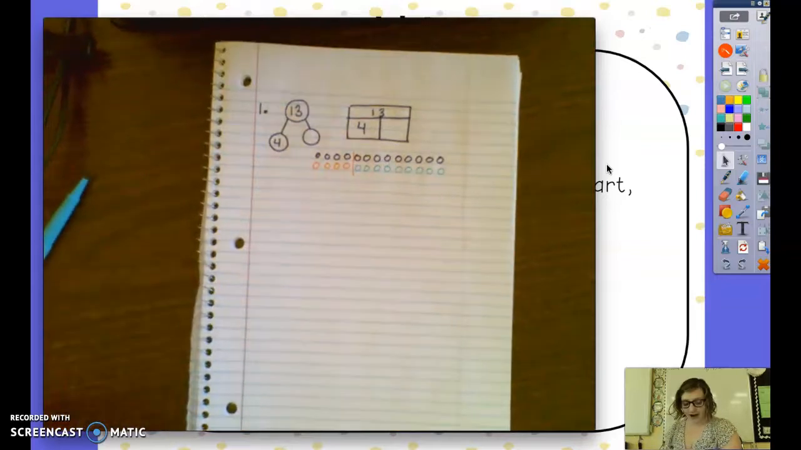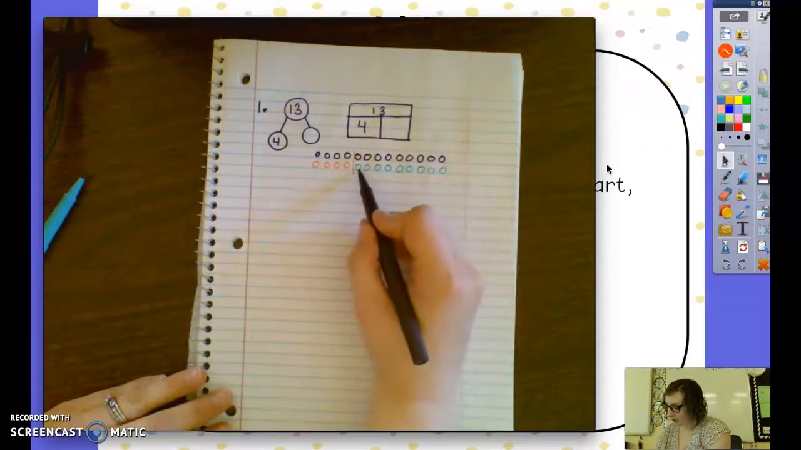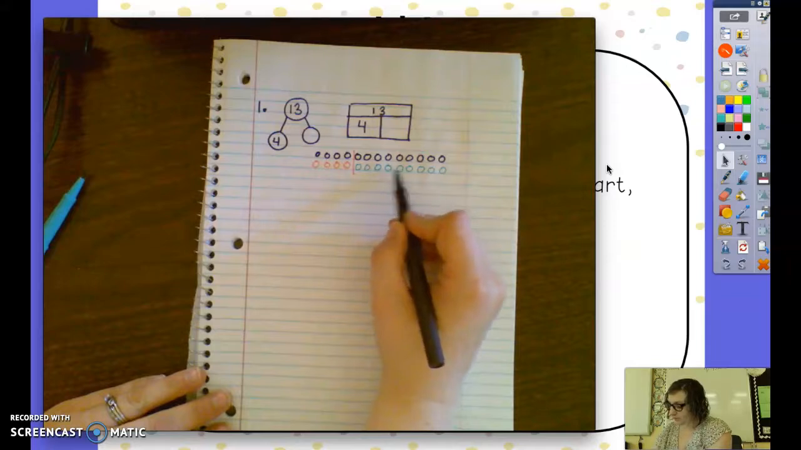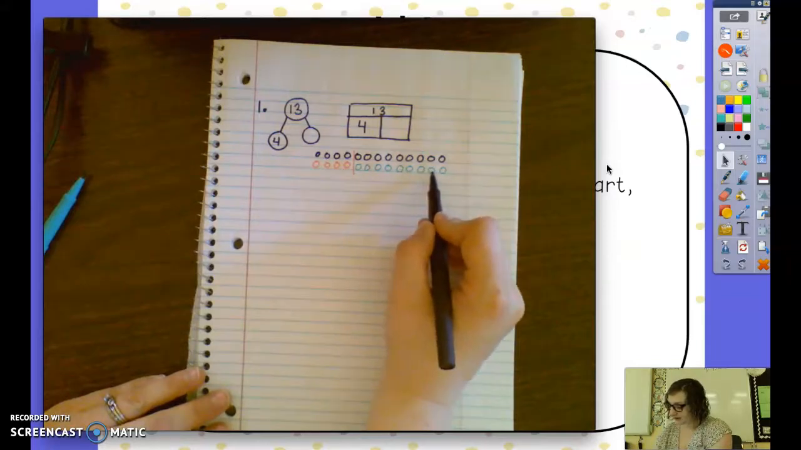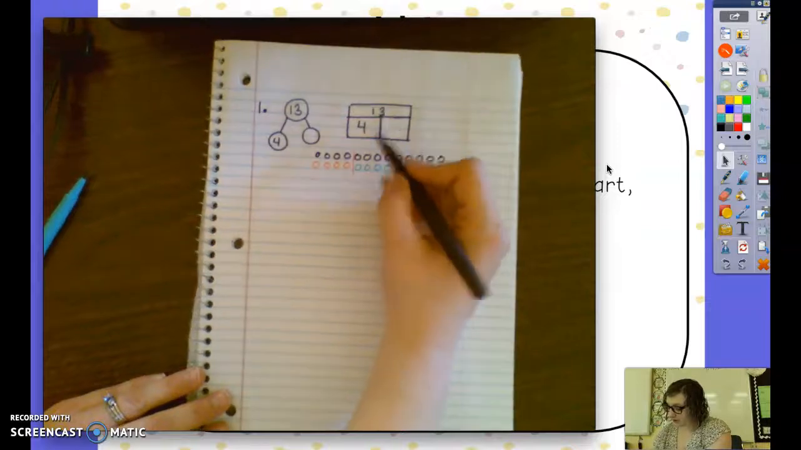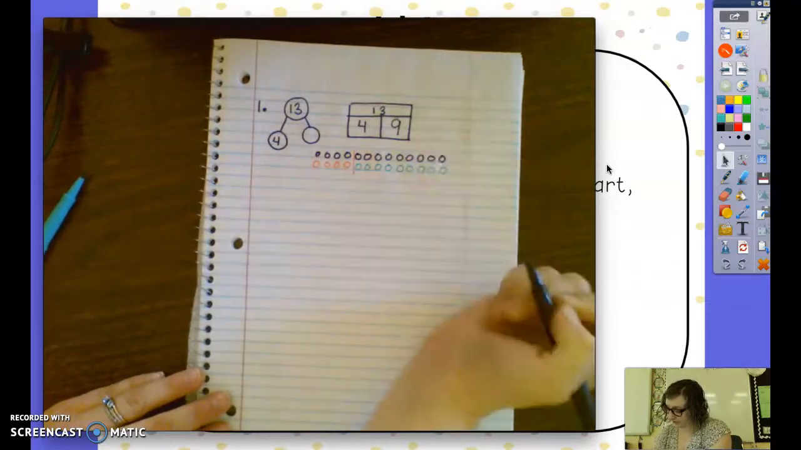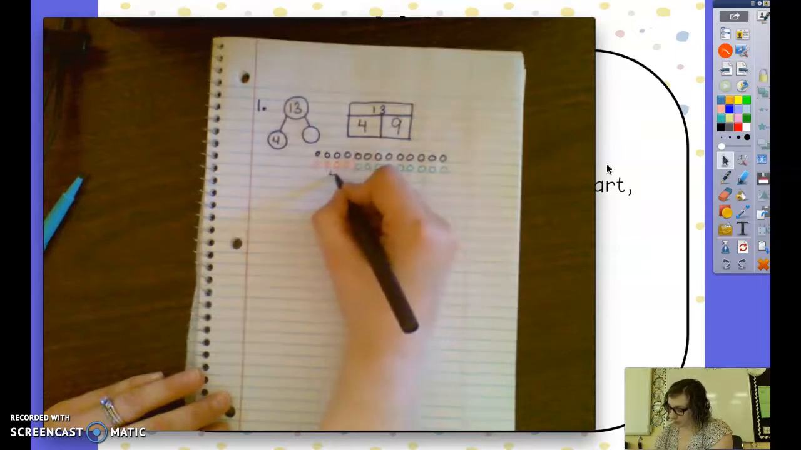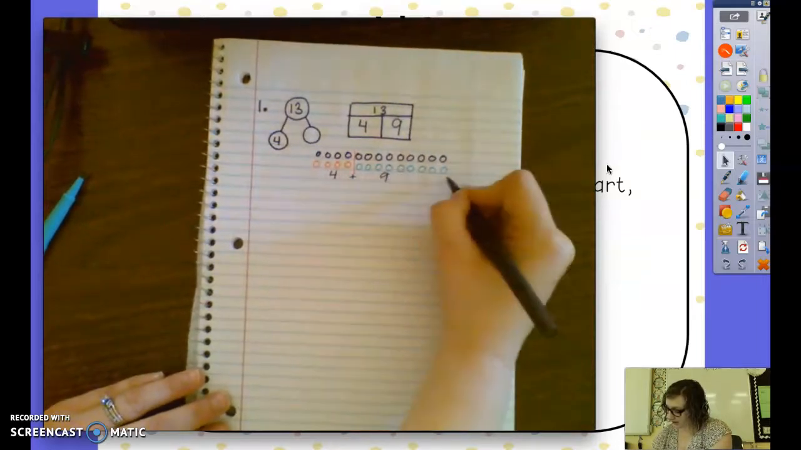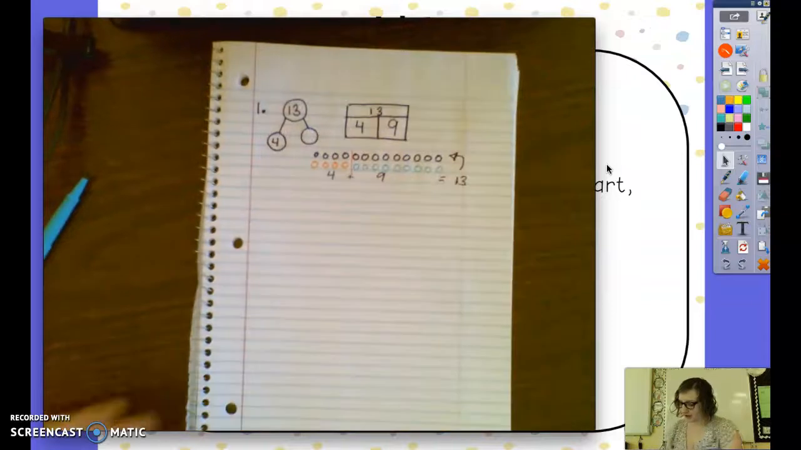Now I'm going to look at how many I had all together here in my second part. So I had 1, 2, 3, 4, 5, 6, 7, 8, 9. So I know that 13 minus 4 equals 9. I also know that 4 plus 9 equals 13, equals that Big Total Daddy number.